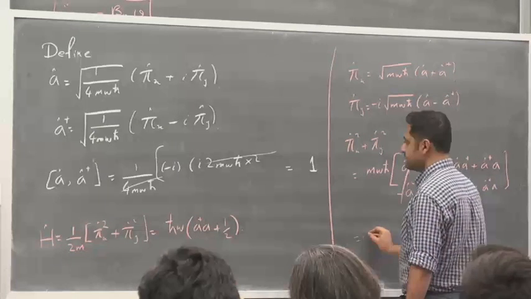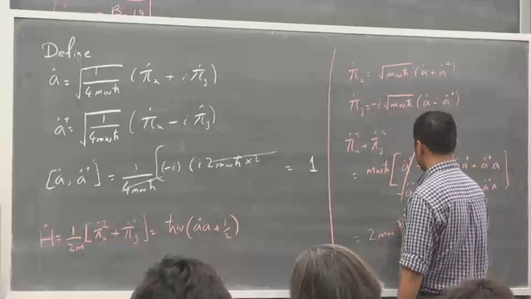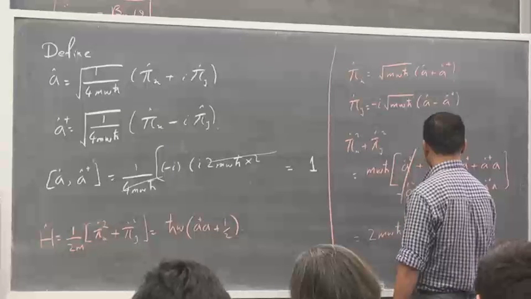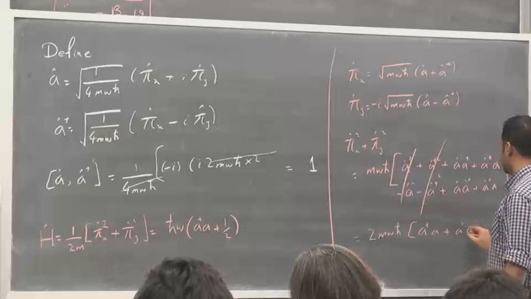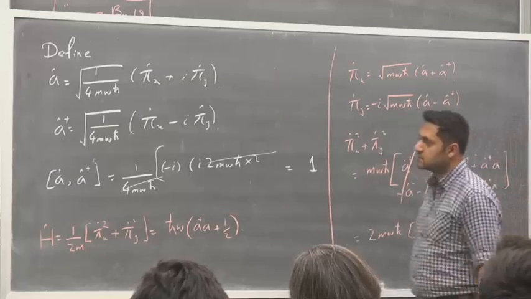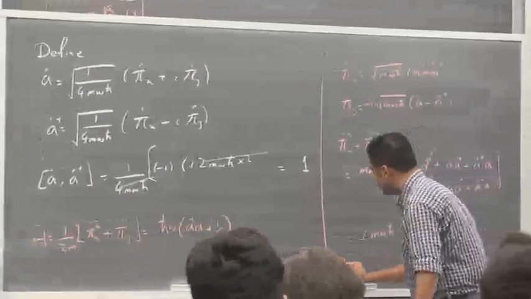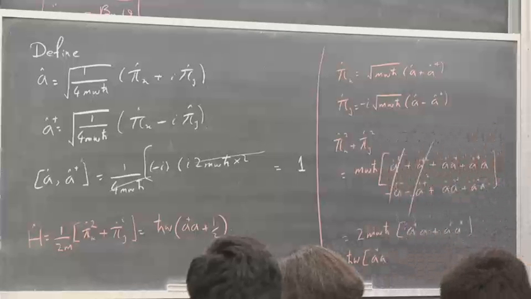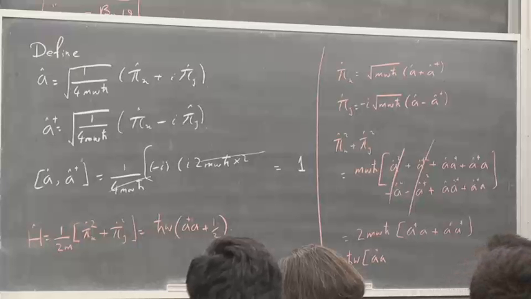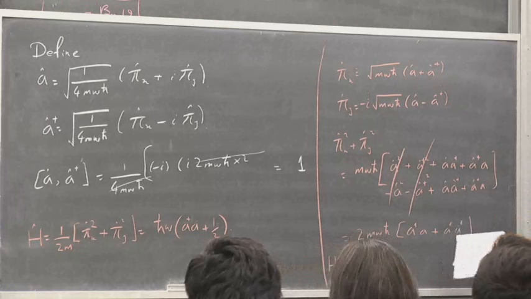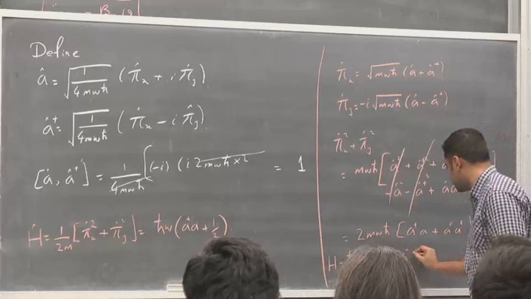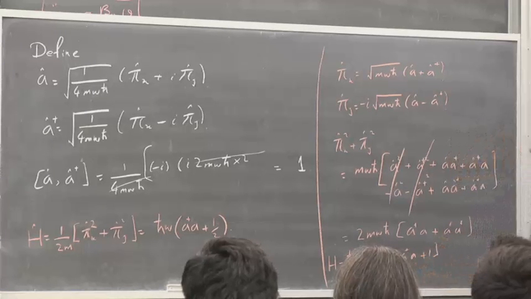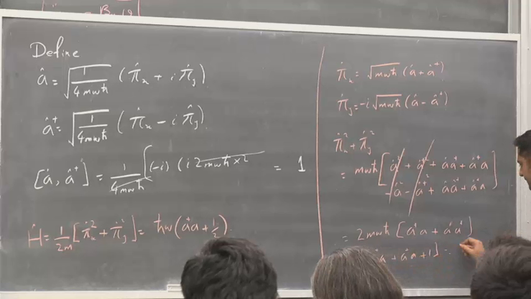So you have 2 times m omega h bar times a dagger a plus a a dagger. When I put it in the Hamiltonian, the 2m cancels, h bar omega, and when you flip it you get plus 1, so these two add up.